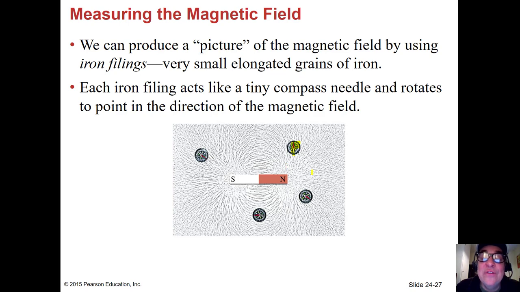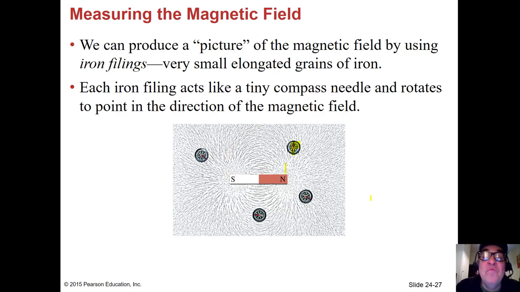So the closer you are to the bar magnet, the bigger the strength, and they go from the north side to the south side. So notice the red part of the compass here pointing that way. If you went all the way around here, the needle would keep turning like this.